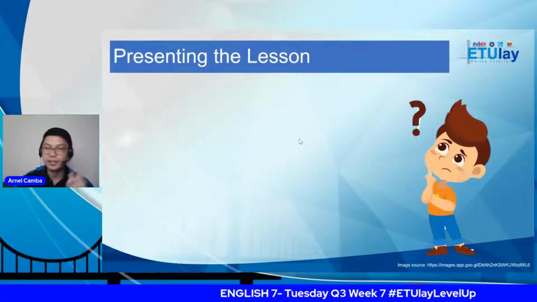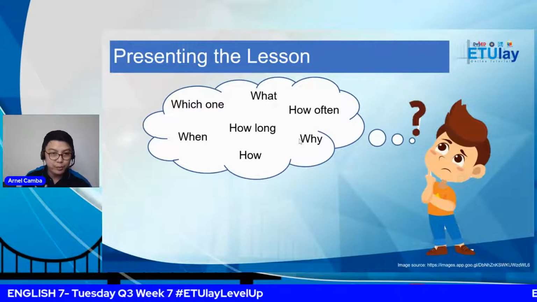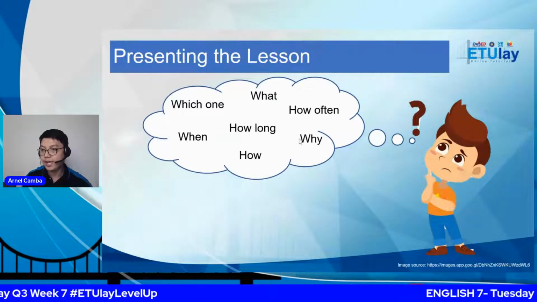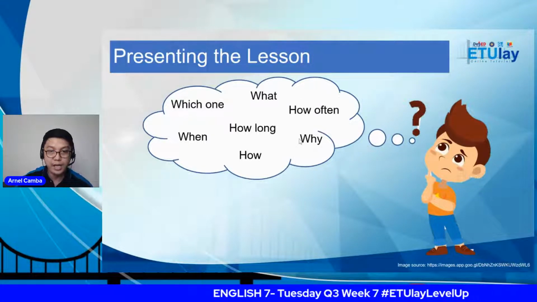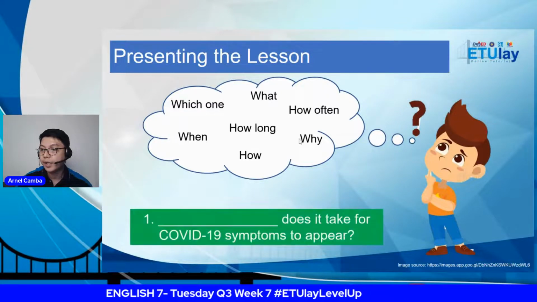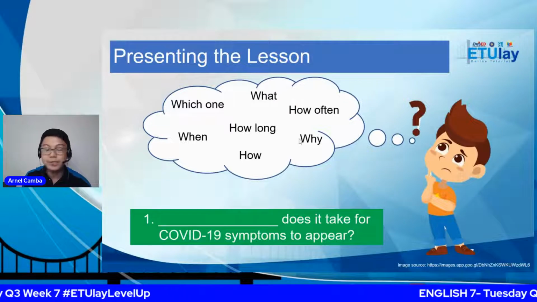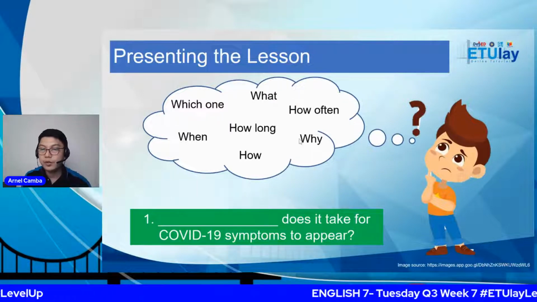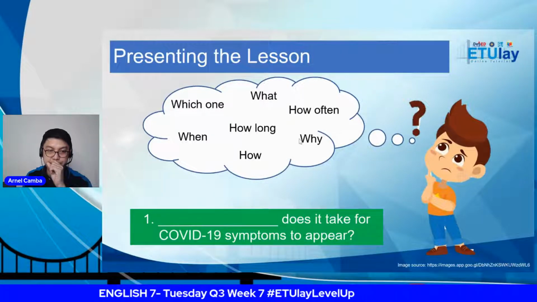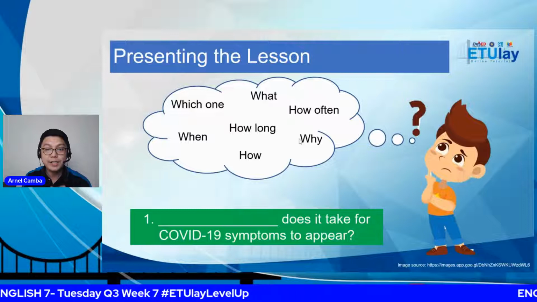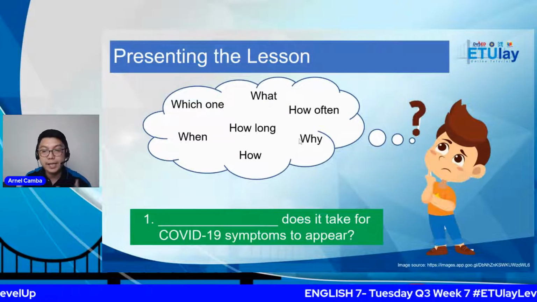Okay. All right, so here are the words in the word cloud. So look carefully: which one, what, how often, how long, when, how, and why. Now here is the first statement. Blank does it take for COVID-19 symptoms to appear? So what do you think should be the appropriate word for this sentence? Blank does it take for COVID-19 symptoms to appear? So, let's just pick from the word cloud.